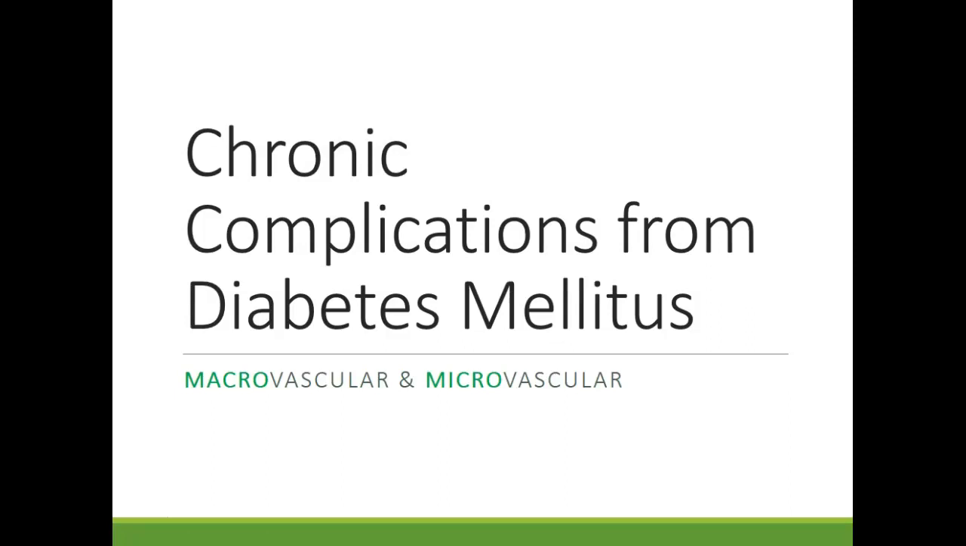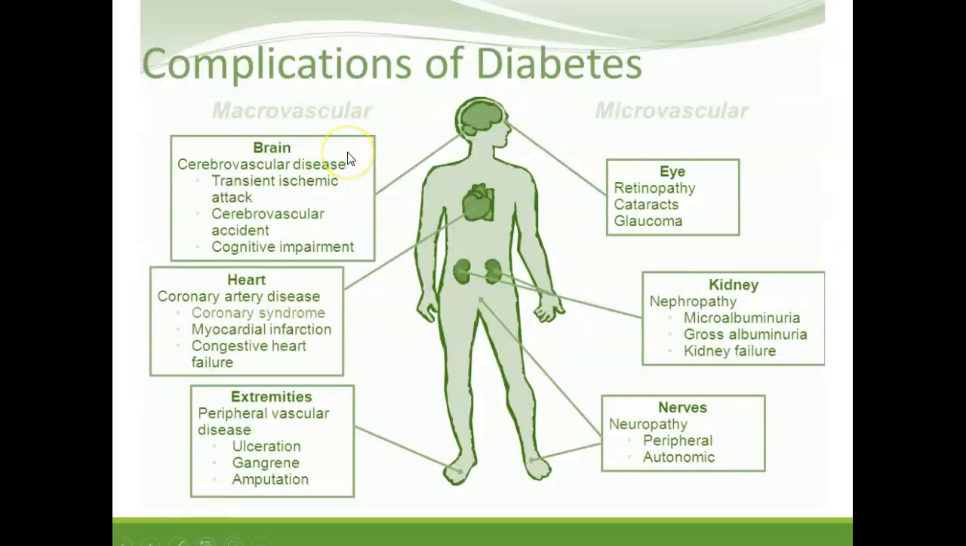Chronic complications from diabetes. Macro and microvascular, so big and small. This is a great slide. I love it. Macro, your brain, heart, and extremities versus eyes, kidneys, and nerves. And just think big versus small. And underneath talks about the manifestations you will see in terms of the damage caused by high levels of glucose over an extended period of time. Again, these are complications. They just don't happen overnight. It is a long exposure to hyperglycemia.